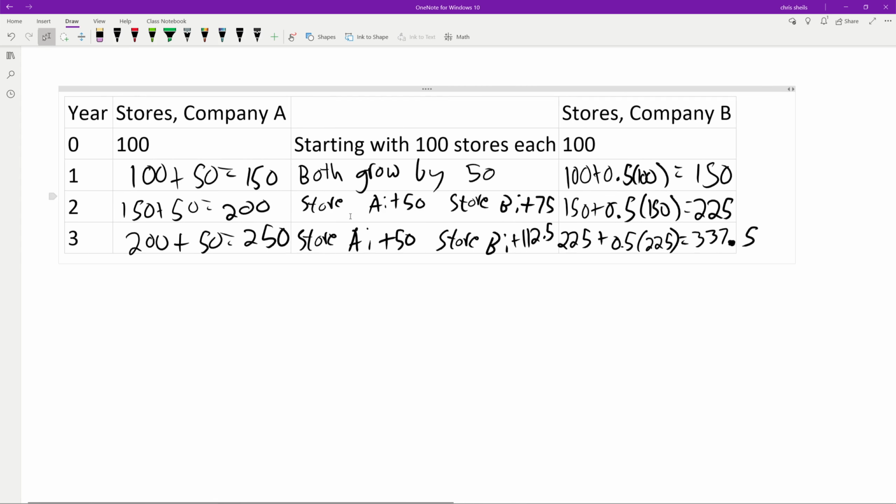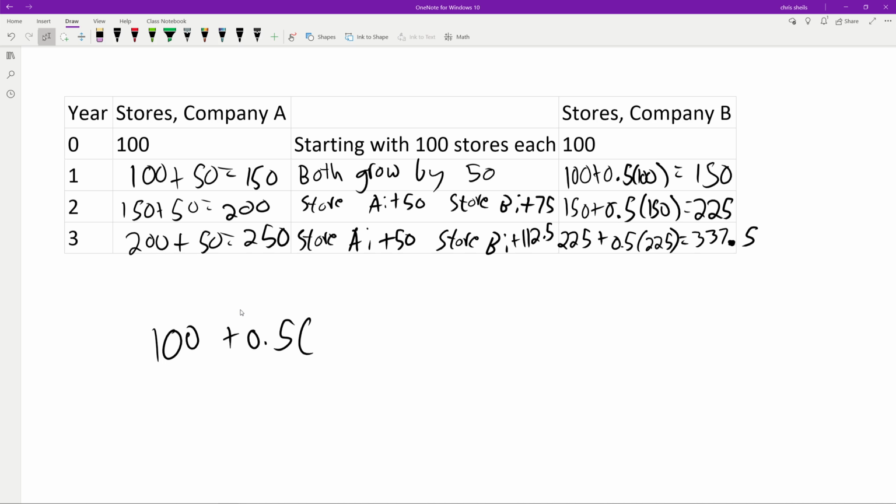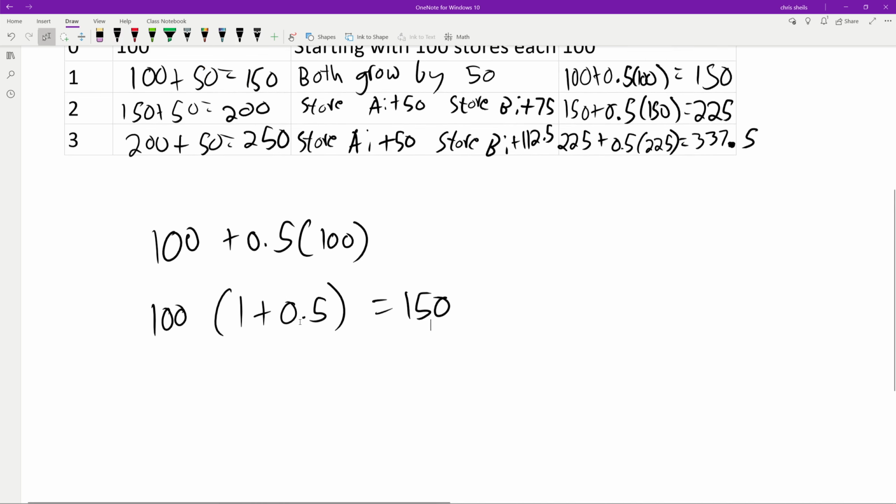So if we look at the first year, we found it by calculating 100 plus 0.5 times 100. Or if I factor a 100 out of this, then this becomes 100 times 1 plus 0.5. And this is equal to 150. This was year 1.